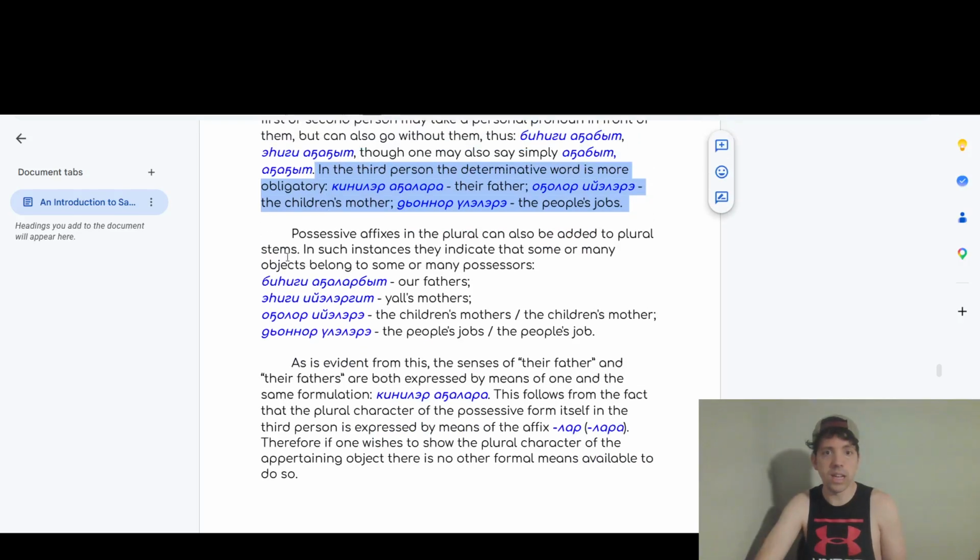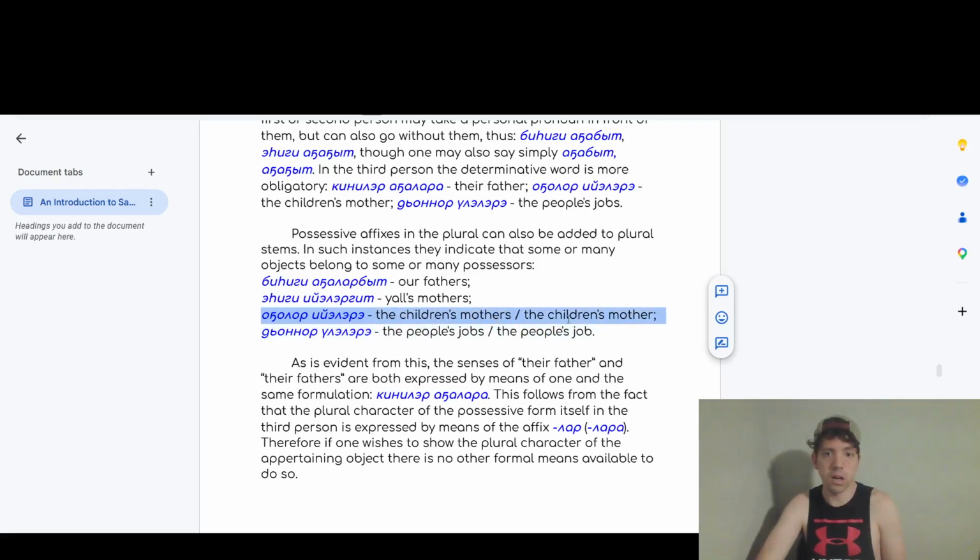Possessive affixes in the plural can also be added to plural stems. In such instances, they indicate that some or many objects belong to some or many possessors. Yeah, so bihigi agalarput, our fathers. So like my father and your father, for example. Ihigi ielere, y'all's mothers. Ogalar ielere, the children's mothers, the children's mother.